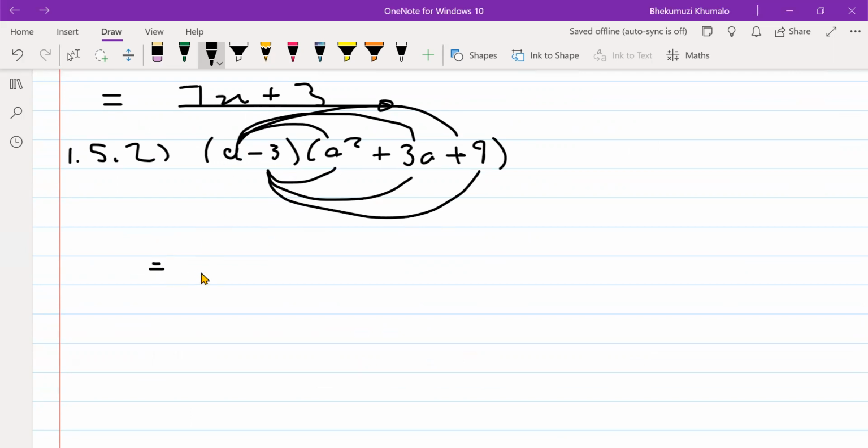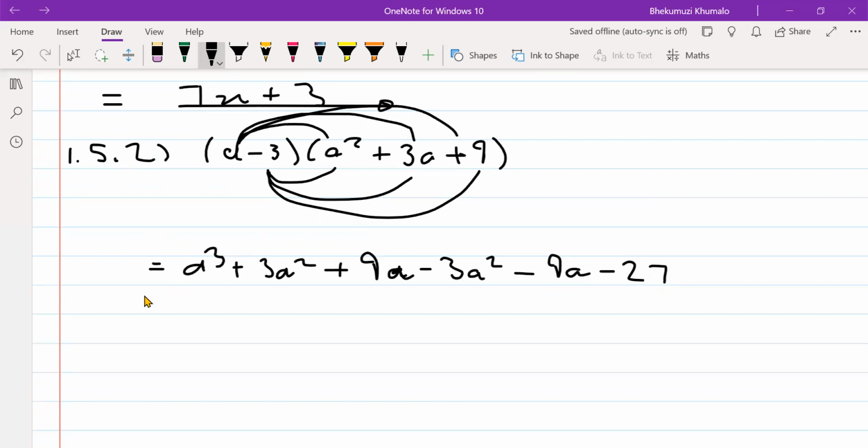So what do we get? We get that it's a cube, right? So it's a cube plus 3a squared plus 9a, and then it is minus 3a squared, minus 9a, that is minus 27, right?